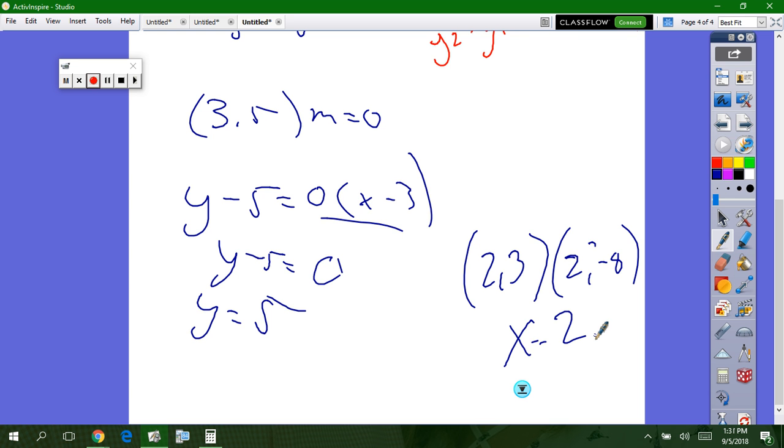Okay. Even if I did this, watch. Negative 8 minus 3 over 2 minus 2 is negative 11 over 0, which is undefined, and we should do this. That's your question.